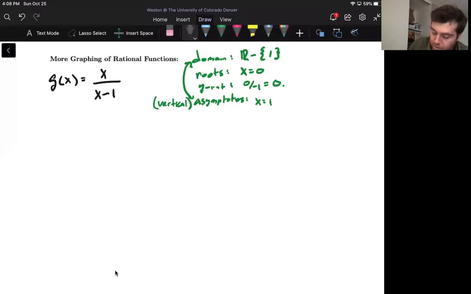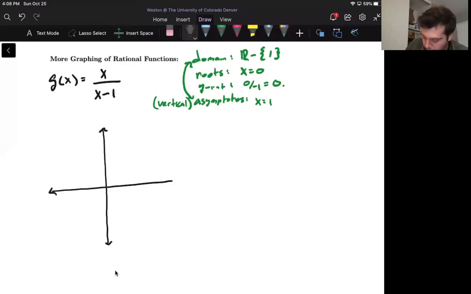All right, so we'll start to draw our graph. We know we have an asymptote at 1. And we have an x and a y-intercept at the origin.